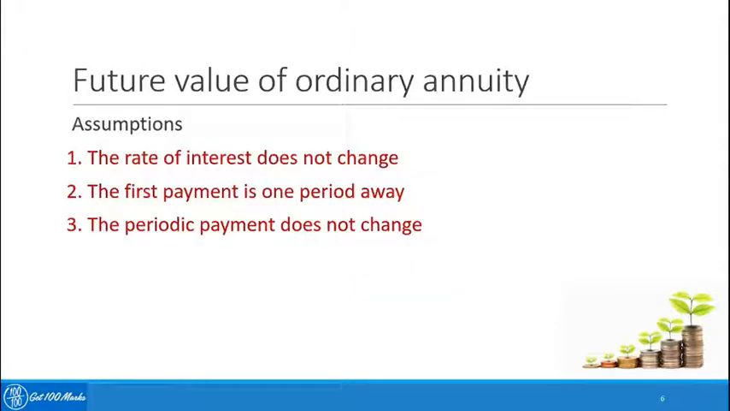To calculate the future value of ordinary annuity, we take certain assumptions. The assumptions are that the rate of interest which you use to compound the annuity in the future periods does not change. The first payment is one period away. Please pay a lot of attention to this assumption, which says the first payment of annuity is one period away, which means it is in period 1. It is not in period 0. That is the case in an ordinary annuity. The periodic payment does not change, which I've already discussed with you.